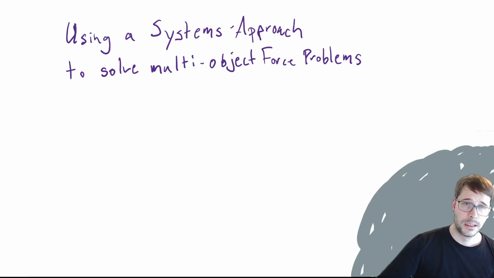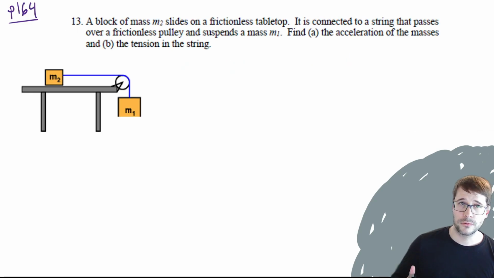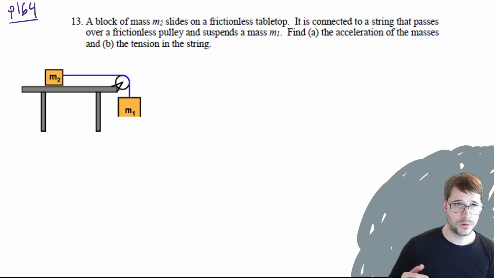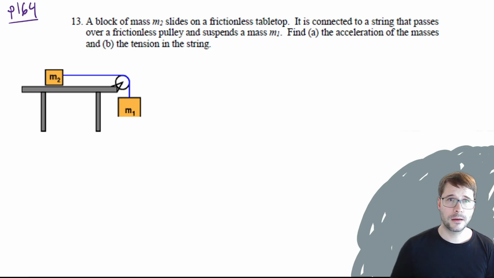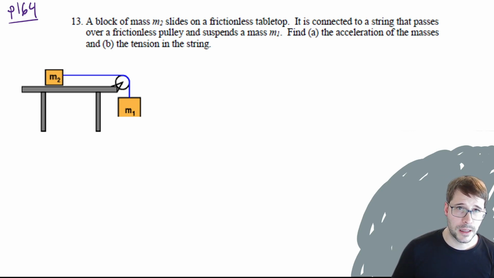Hello. So today we're going to be taking a look at how to solve multi-object force problems using systems of equations. We're going to start off with a problem from page 164 of your packet. It's number 13. A block of mass M2 slides on a frictionless tabletop. It's connected to a string that passes over a frictionless pulley and suspends a mass M1. Find the acceleration of the masses and the tension in the string.